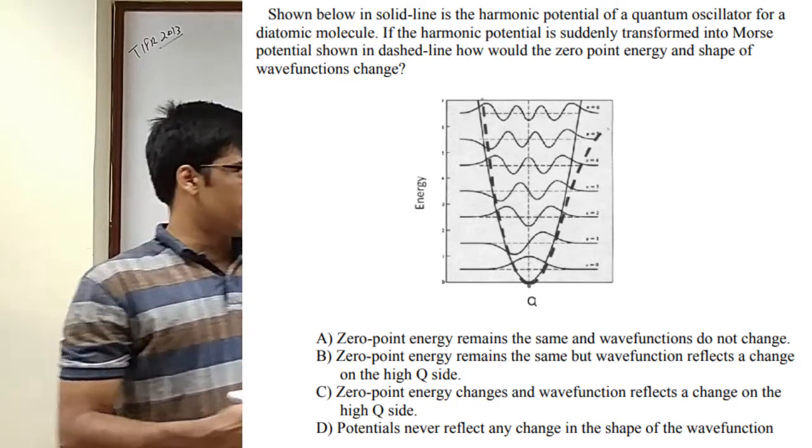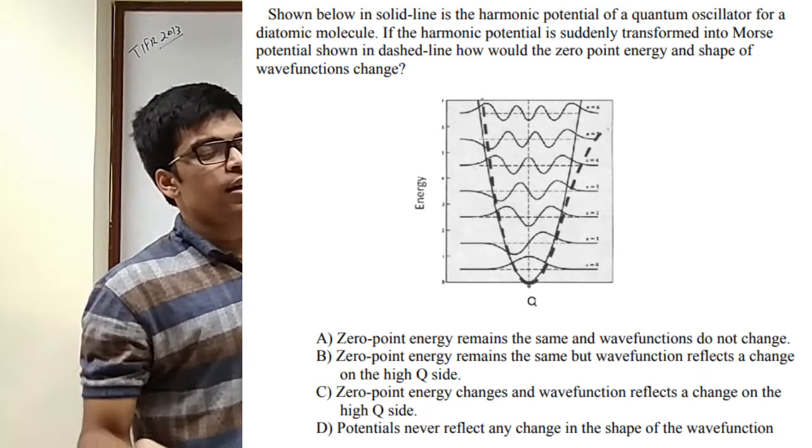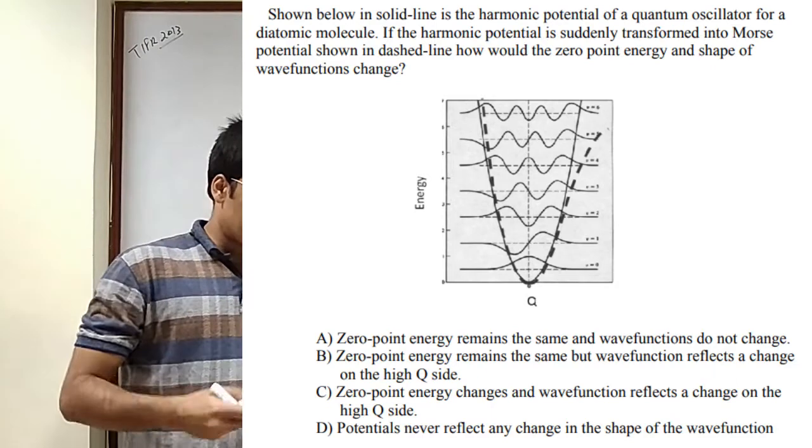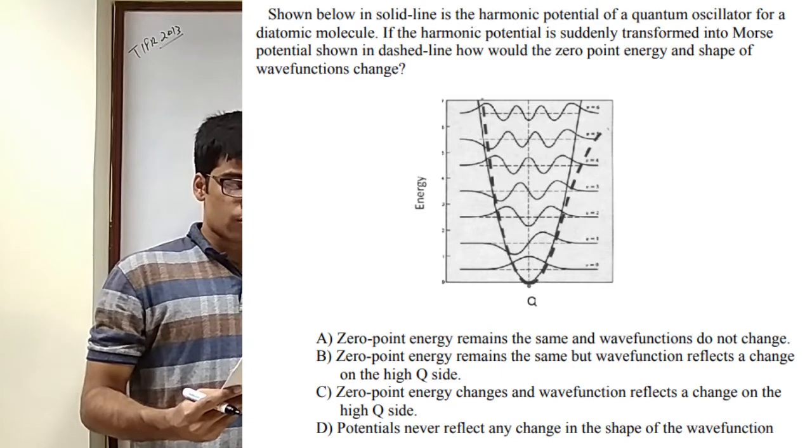Now, we had seen that the energy in anharmonic oscillators is given by (v + ½)ν̄ minus (v + ½)² ν̄ xe. So even if I put 0, I will get some decrease in the zero point energy. So that means this statement is wrong. The second statement also says zero point energy remains the same. So that means this is also wrong.